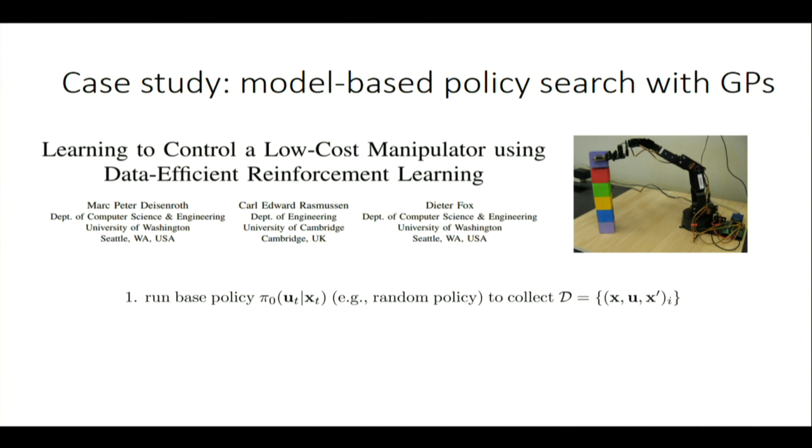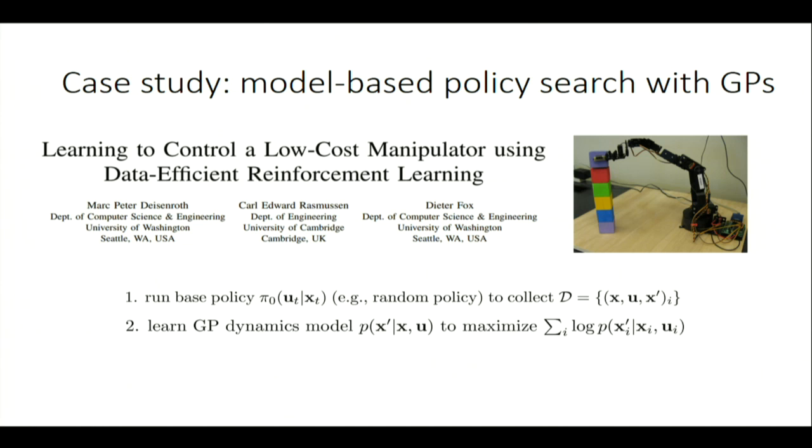It's very, very much like the version 2.0 algorithm. You're going to run some initial policy to collect a data set. Then we're going to learn a Gaussian process model. So we're going to fit a Gaussian process to these things. And the Gaussian process is going to give us the conditional distribution of x prime conditioned on x and u. So in the Gaussian process, you have your inputs and your outputs. So the x comma u is the input, and the x prime is the output.